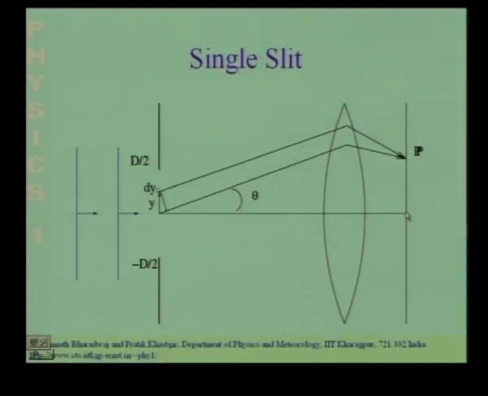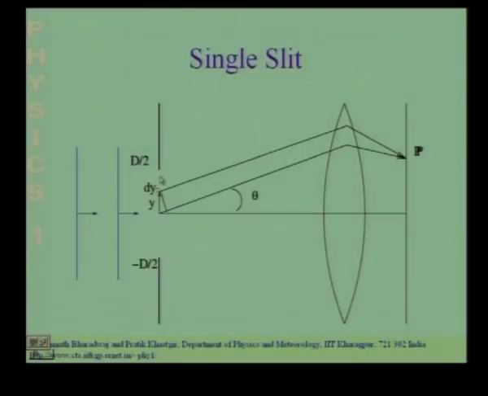Let us now ask the question, where do we expect to get the minimum intensity? The minimum intensity, you can see, will occur when the phase difference between the wave coming from the center and the wave coming from the tip is pi. The phase difference between the center and one tip is pi. So, the phase difference between the center and the other tip is also going to be pi. So, the phase runs from minus pi to plus pi.